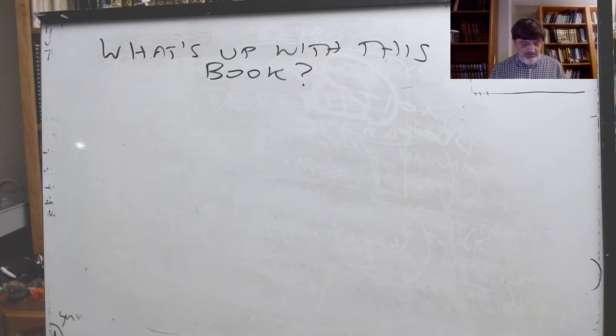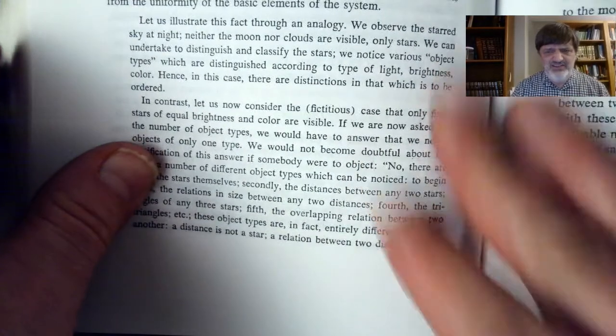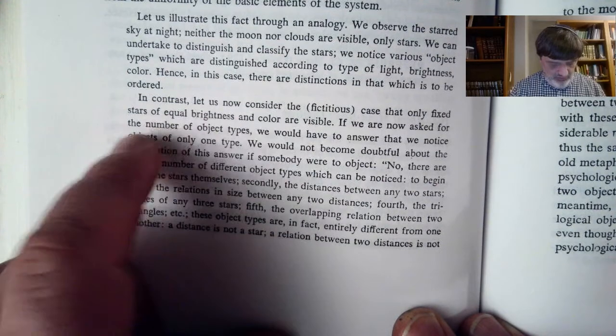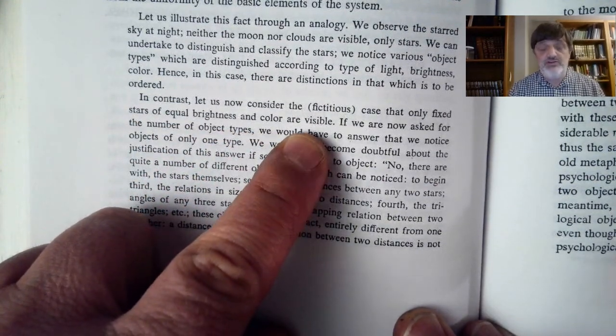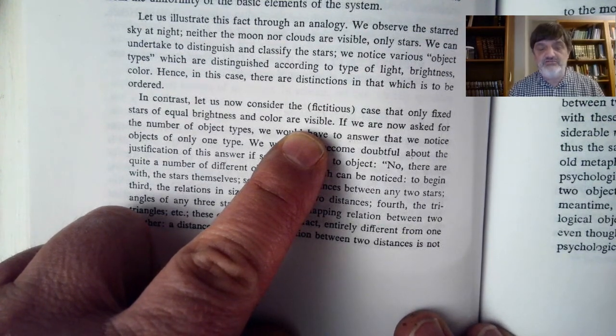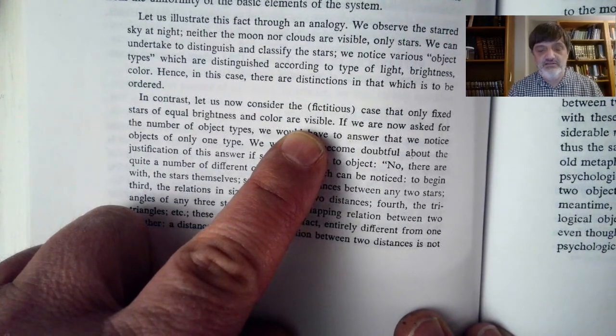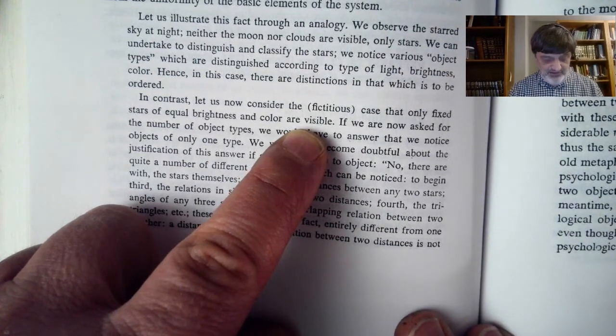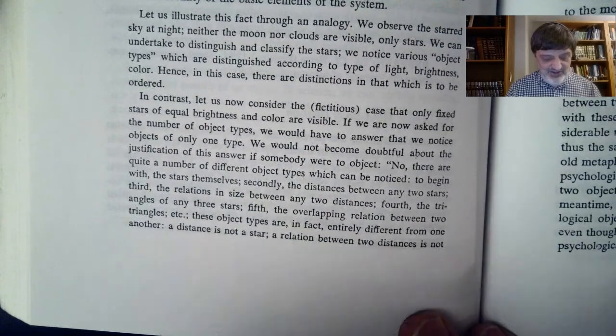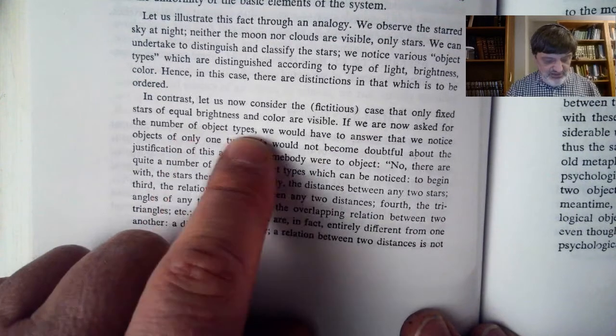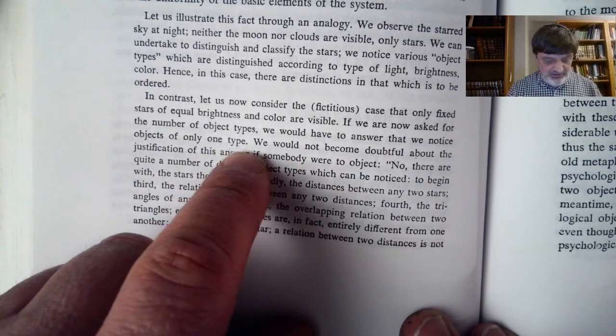Here's something. This is a section I didn't assign, section 162. I'm just going to read. So he's imagining this scenario. "Imagine that only fixed stars of equal brightness and color are visible." So I look up in the sky and I see a whole bunch of indistinguishable points of light. None of them are brighter than the others, and none of them are a different color than the others. And I guess there's no moon. "If we are now asked for the number of object types, we would have to answer that we notice objects of only one type."